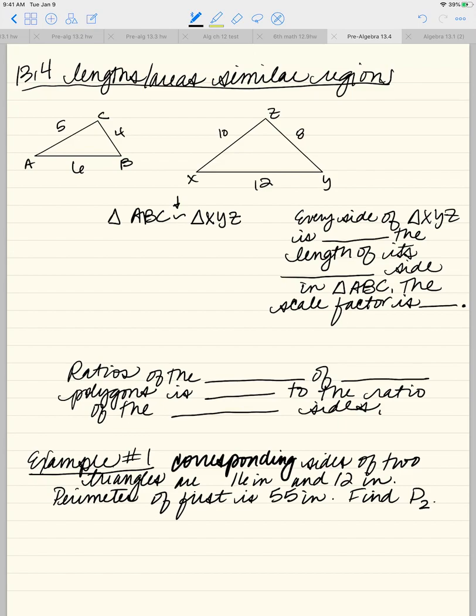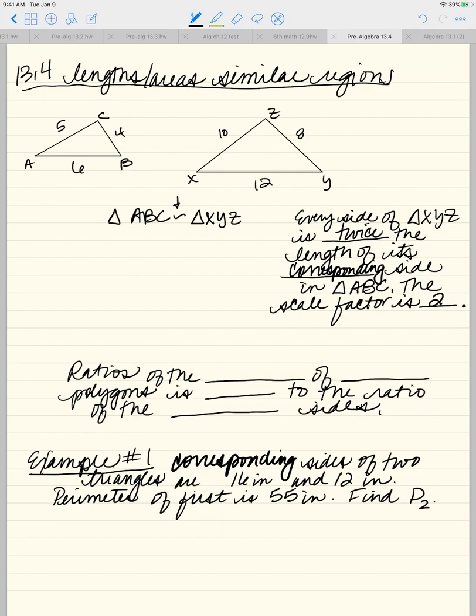And we have triangle ABC and triangle XYZ, and those triangles are proportional, okay? Triangle ABC has sides of 4, 5, and 6, and XYZ has sides of 8, 10, and 12. Since every side of triangle XYZ is twice the length of its corresponding side in triangle ABC, we say their scale factor is 2.